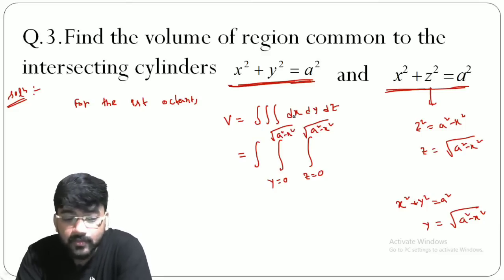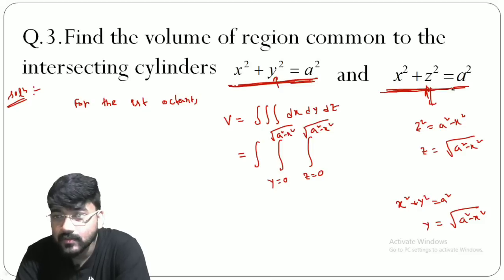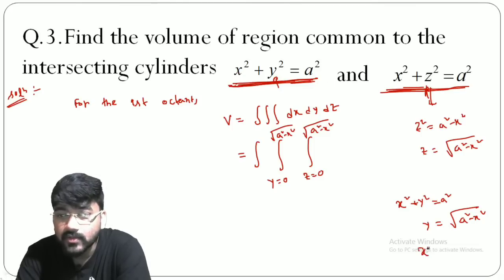Now x will vary from, you can see, if you put y equal to 0, then also you will get x square equal to a square, and if you put z equal to 0, then also x square is equal to a square. So you can take any cylinder equation, and you will see that x will vary from 0 to a, because x square is equal to a square.